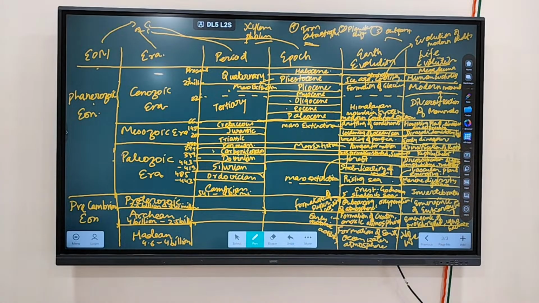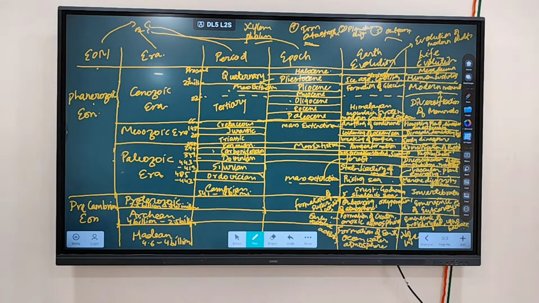Megafauna, mega means what? Very large. And fauna means what? Animals. Flora means plants, fauna means animals. So megafauna means many animals, many mammals that are evolving in this period.